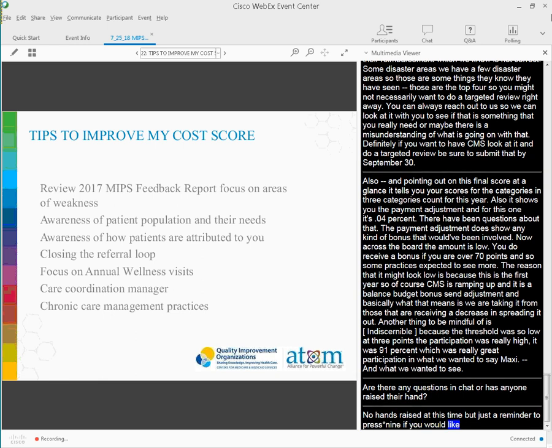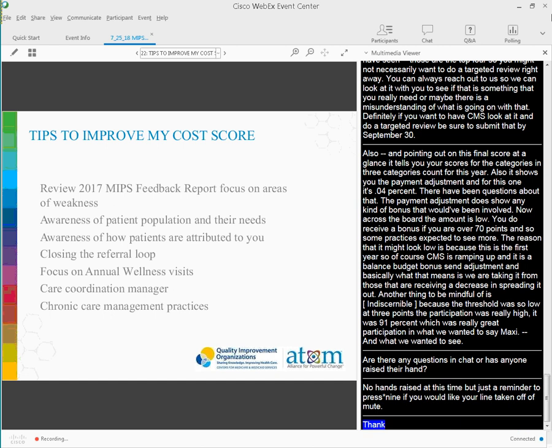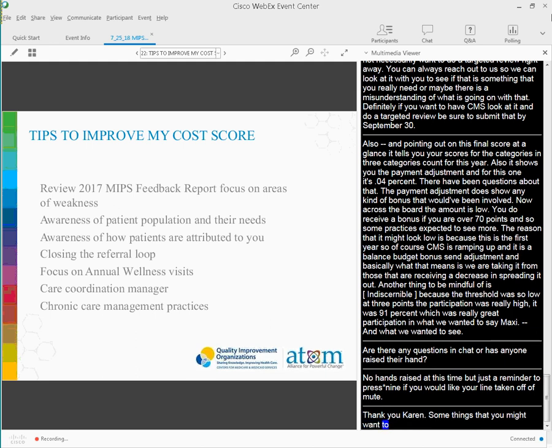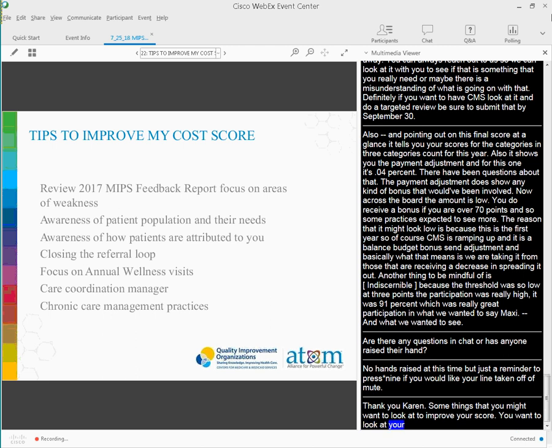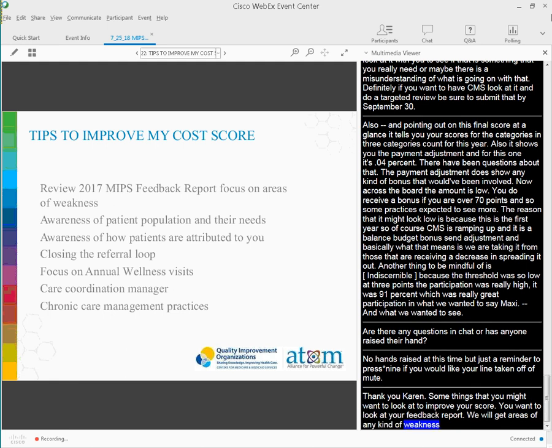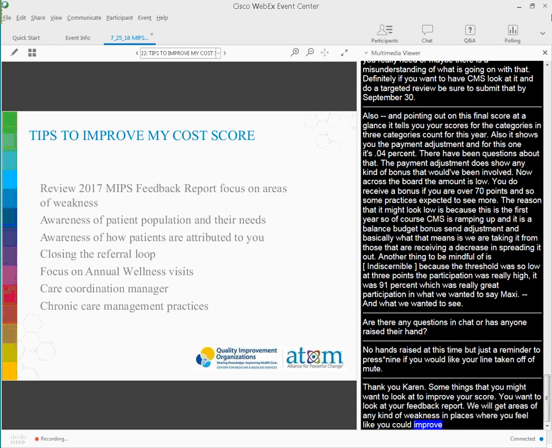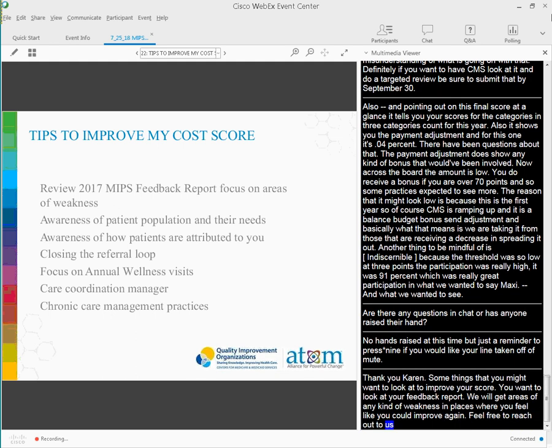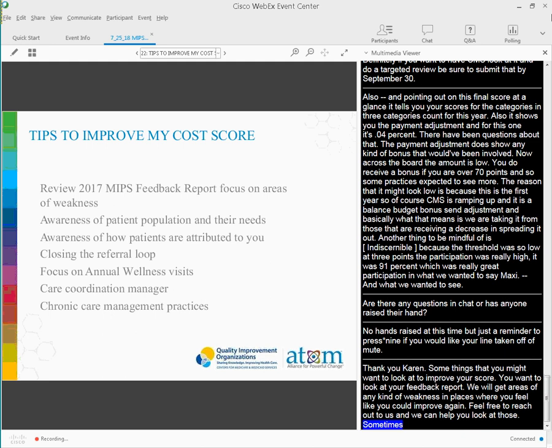Okay, some things that you might want to look at to improve your composite score. Of course, you want to look at your feedback report. Look at areas of any kind of weakness and places where you feel like you could improve. Again, feel free to reach out to us. We can help you look at those, and sometimes it can be issues with your EHR. A lot of times it's just a matter of workflow, so we can look at all those types of things.